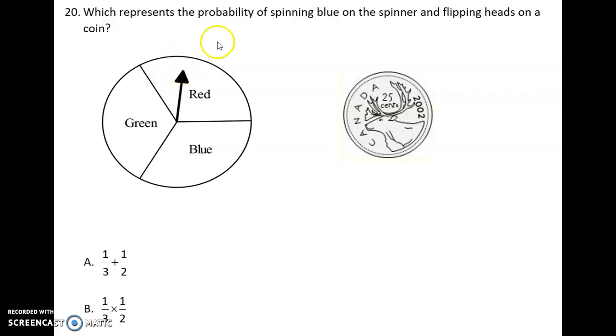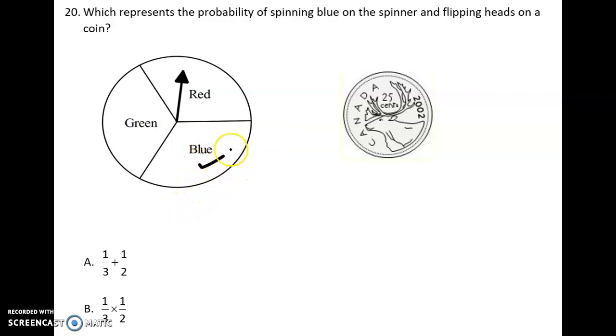In this question, we have to determine the probability of spinning blue on this spinner and then flipping heads on this coin. Now, what we're going to do is consider each of these events independently of each other, because it doesn't matter what I spin here, that's not going to affect what I flip here. So let's look at the spinner to start.